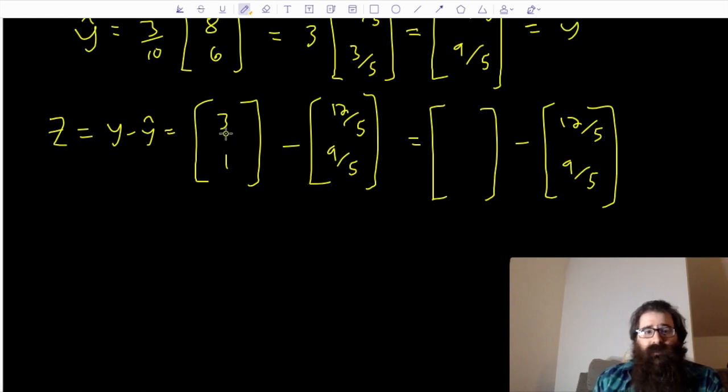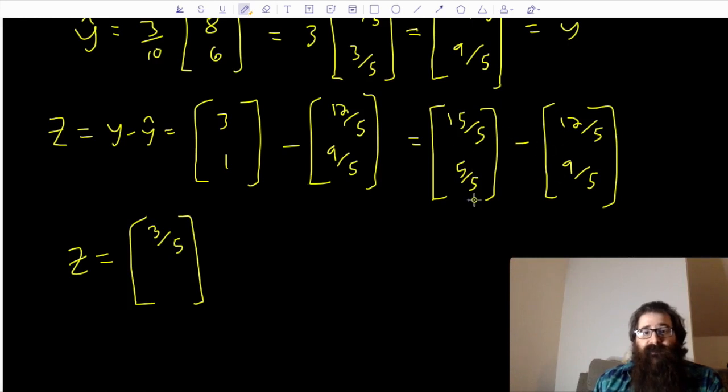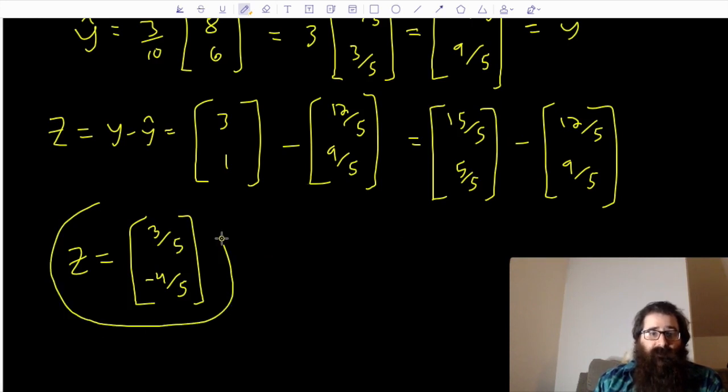What is 3 in terms of fifths? That's 15/5. And 1 is really 5/5. We'll do the subtraction. So vector z, 15/5 minus 12/5 gives me 3/5. And 5/5 minus 9/5 gives me negative 4/5. So now I have vector z, finally.